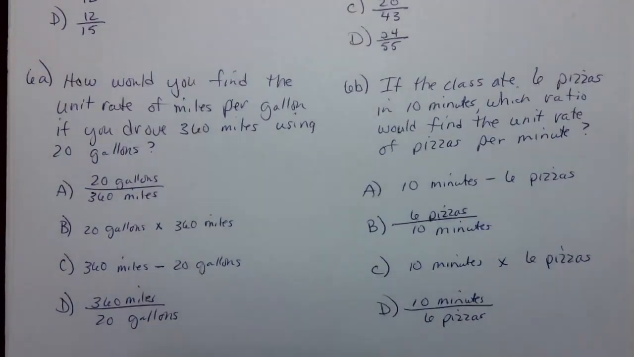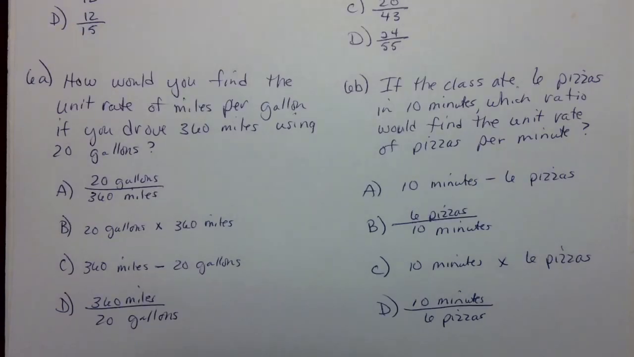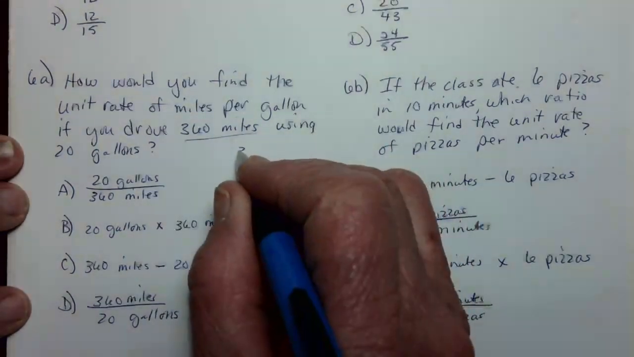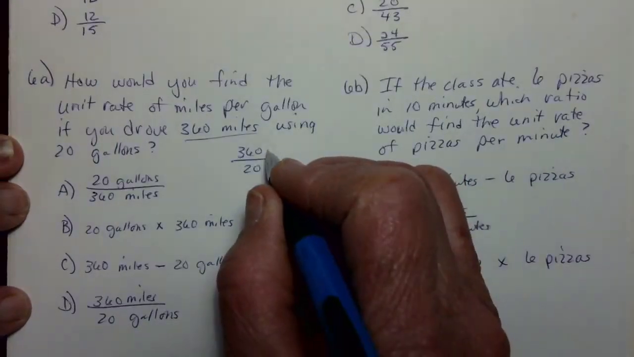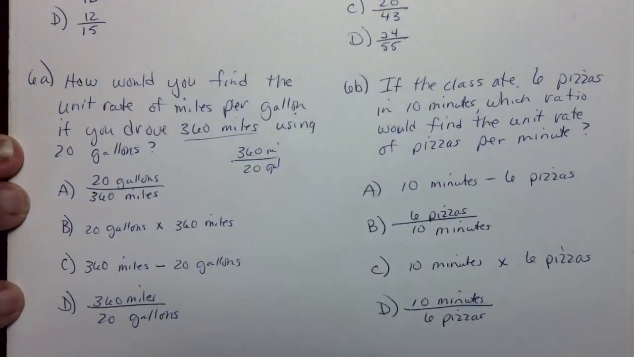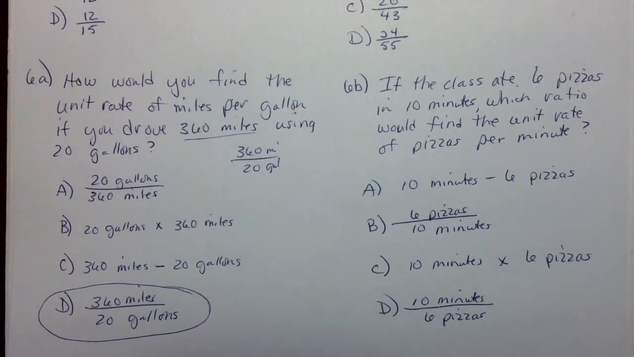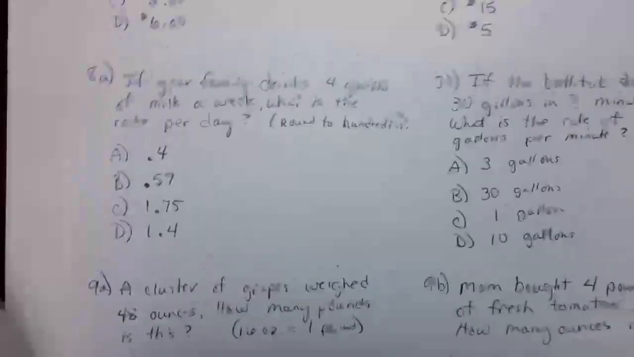6A, how would you find the unit rate of miles per gallon if you drove 316 miles using 20 gallons? We want miles per gallon. So that means miles has to go in the top, gallons has to go in the bottom. Miles and gallons. Well, which one of those says that? Well, it would be this one right here. Okay? Once again, we come back and do those B problems in just a minute.